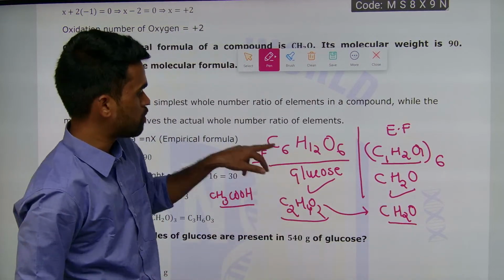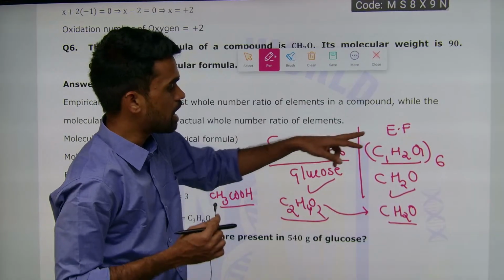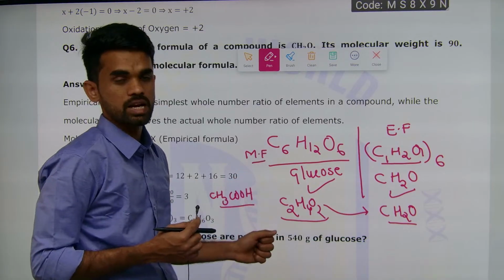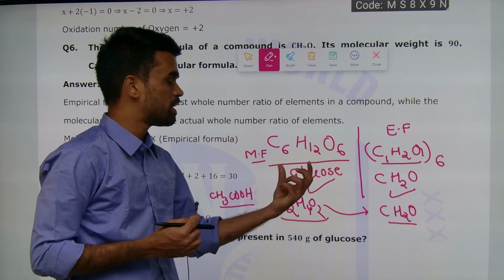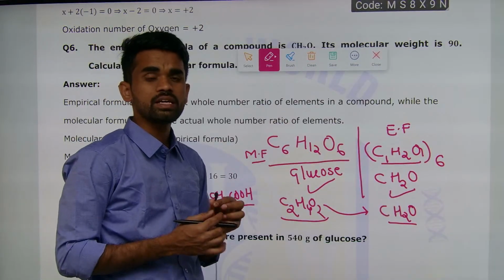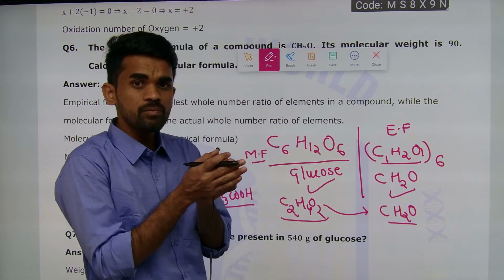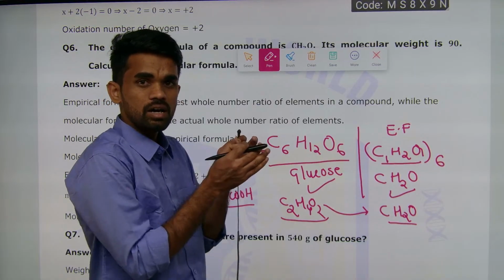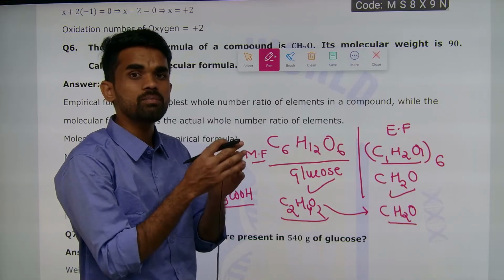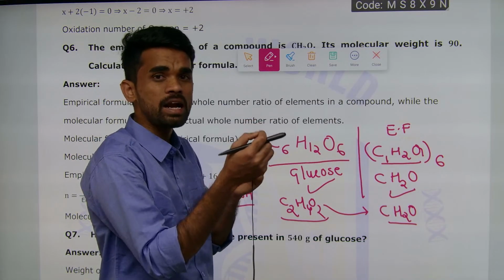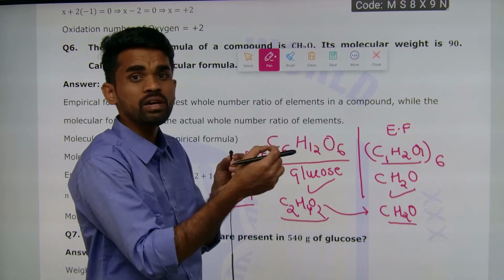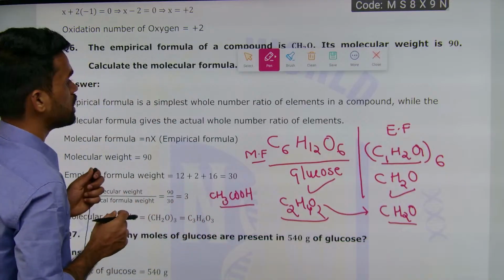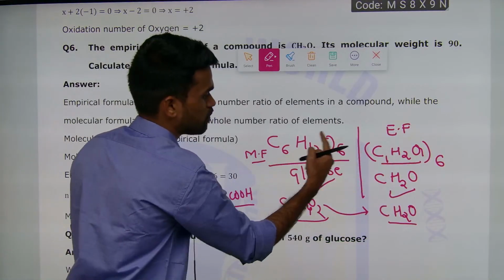See, the empirical formula of glucose and acetic acid seems to be the same, but the molecular formula is different for these two different compounds. So this is the basic difference between empirical formula and molecular formula. So molecular formula represents the actual number of atoms present in the given compound, whereas empirical formula is the simplest whole number ratio of all the atoms or elements present in the given chemical compound. That's it.